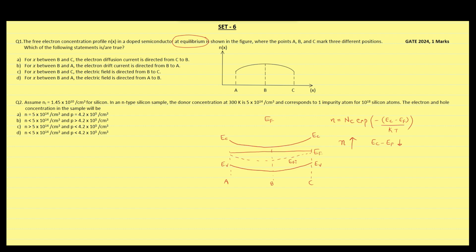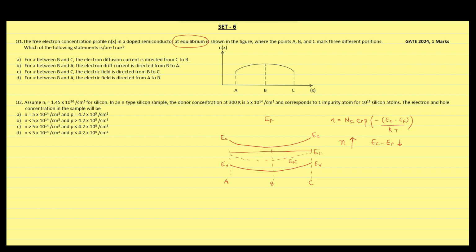One more point that you have to remember: even though it is at equilibrium, it does not mean that there is no current flowing inside the semiconductor. The two currents, which are diffusion current and drift current, will cancel each other, providing the net current to be zero, but still the current will be there.